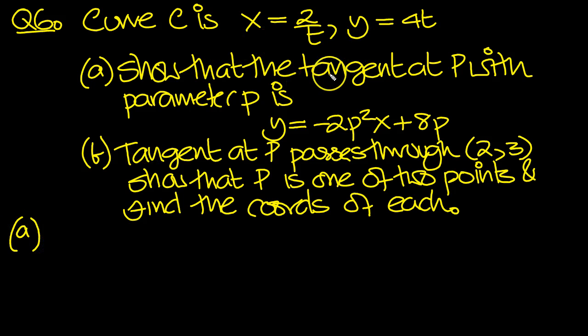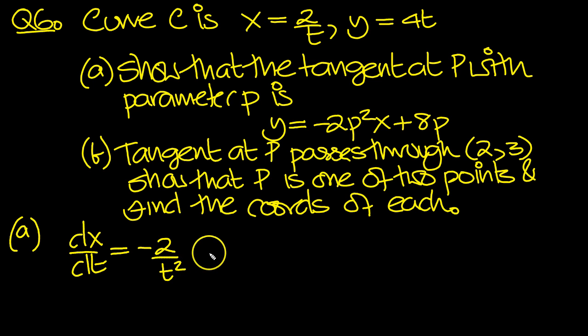We're going to need dy/dx to get the gradient of the tangent, so we need dx/dt. So let's get that first. 2 over t is 2t to the minus 1, so the minus 1 comes down to be with the 2, t to the minus 2, which we can write like that. And then dy/dt. Differentiate this: t differentiates to 1 and there's 4 lots of, so that goes to 4.